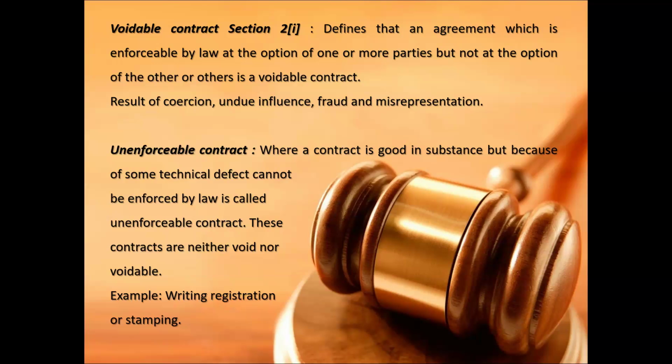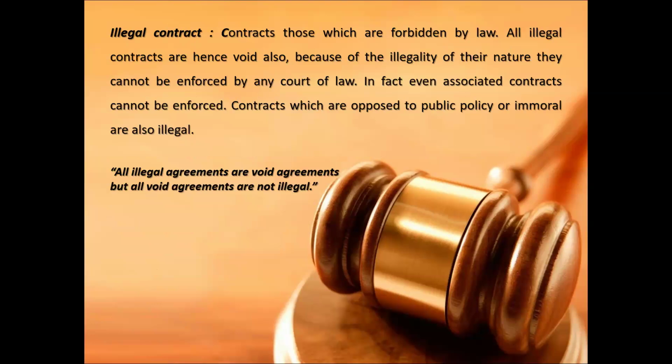Then the unenforceable contract. Where a contract is good in substance, but because of some technical defect cannot be enforced by law, it's called an unenforceable contract. So these contracts are neither void nor voidable. That is writing, registration, or stamping. Under any circumstance, it cannot be void or voidable. Why? Because when mistakes happen, they can be corrected over time, and justice can be sought for the concerned parties, but the contract never becomes a void or a voidable one. And then there is the illegal contract.